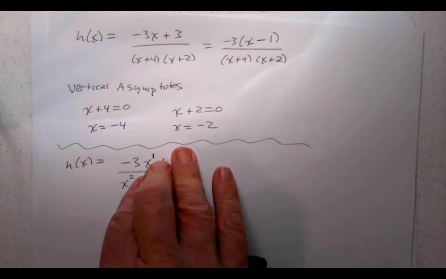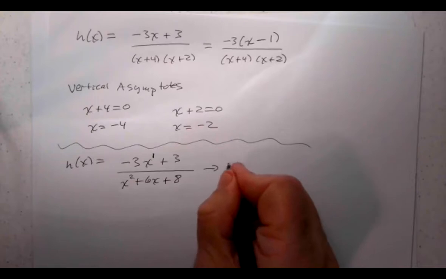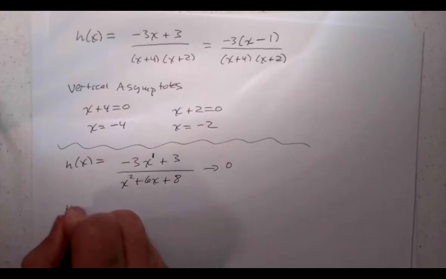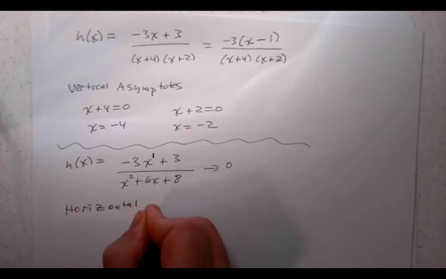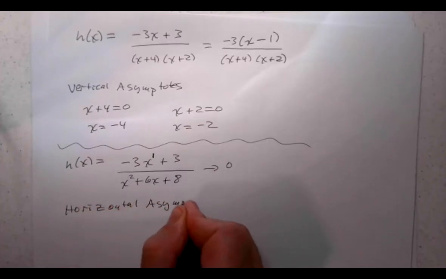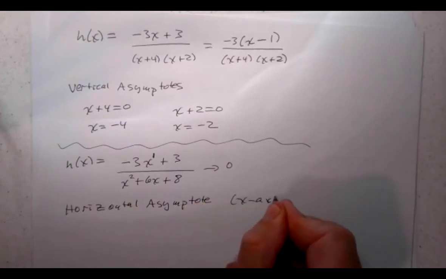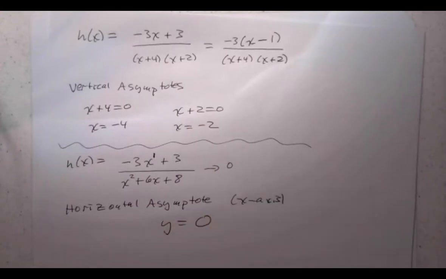So as x gets large, negative 3x over x squared behaves like negative 3 over x. And as x gets large, negative 3 over x gets closer and closer and closer to 0. So the function heads to 0. If the degree of the bottom is bigger than the degree of the top, the horizontal asymptote is always going to be the y-axis. Check that, x-axis. The x-axis will be the horizontal asymptote. And what's the equation of the x-axis? The y values tend to 0. y equals 0.